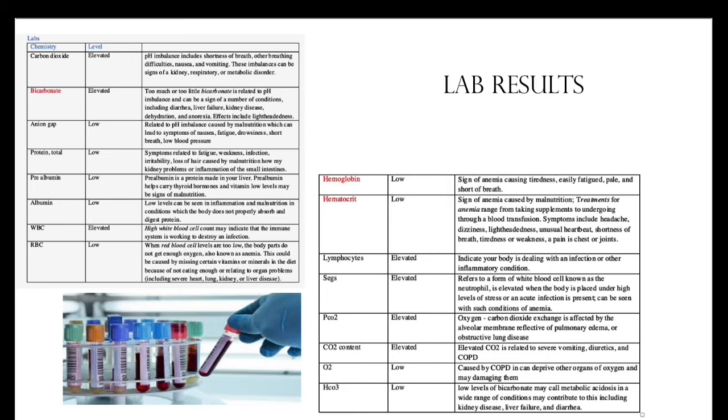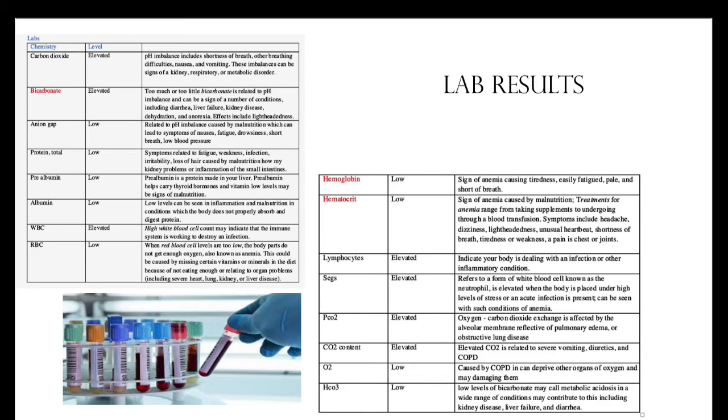These are all signs of anemia caused by malnutrition. Symptoms include fatigue, shortness of breath, weakness, and tiredness. The levels of lymphocytes and SEGs, a form of white blood cell, are elevated. These are linked to signs of infection, normally seen within conditions of anemia.